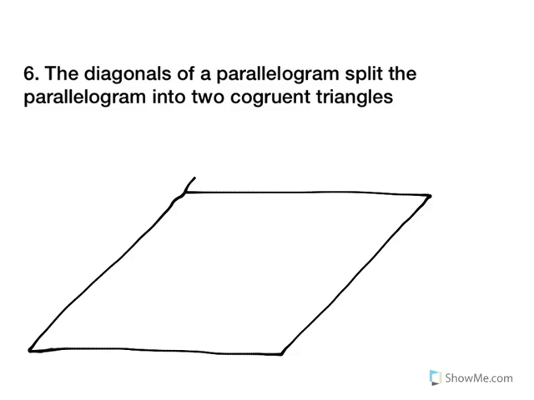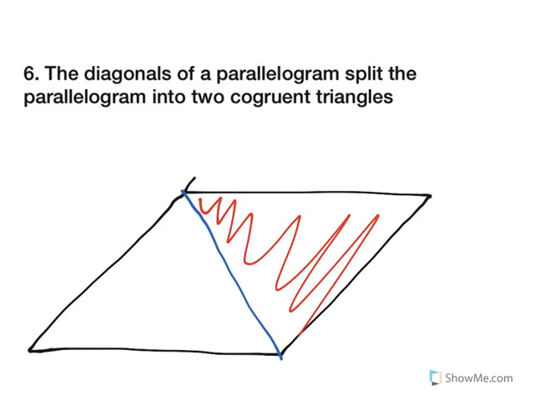Okay, and the last property of parallelograms is that the diagonals of a parallelogram split the parallelogram into two congruent triangles. So from the last slide, we know that the diagonals of a parallelogram go from one corner to the opposite corner. And then what the property is saying is that if you do that, this triangle right here will be the exact same as this triangle.